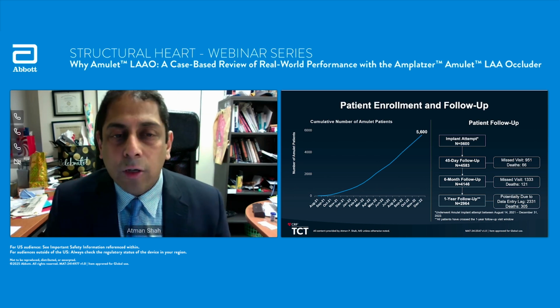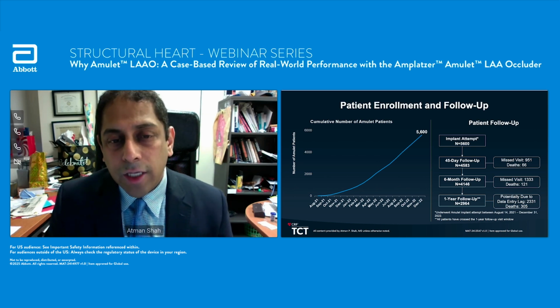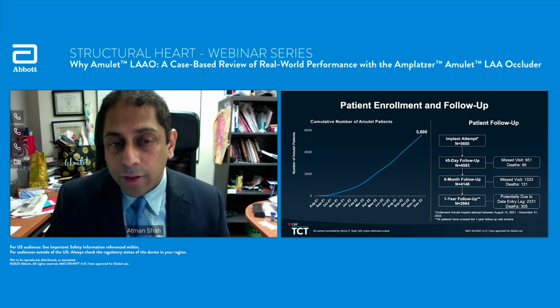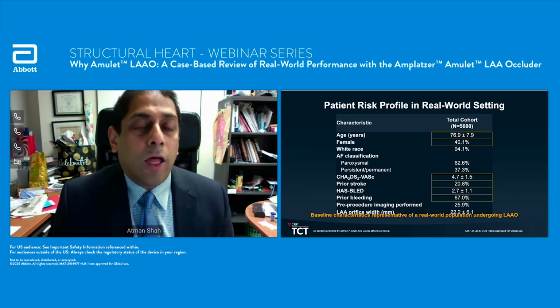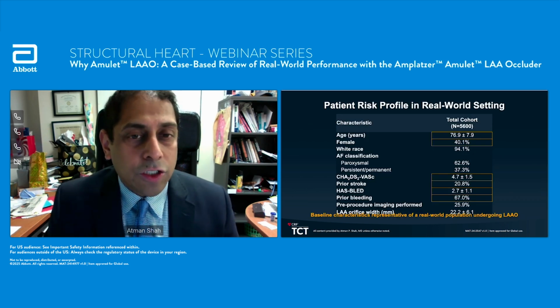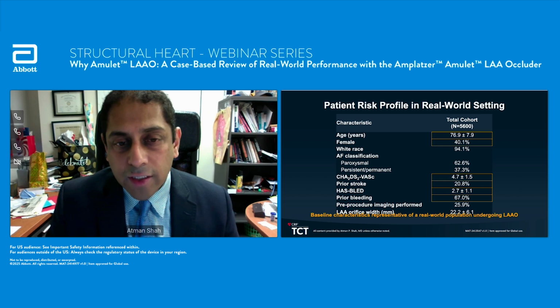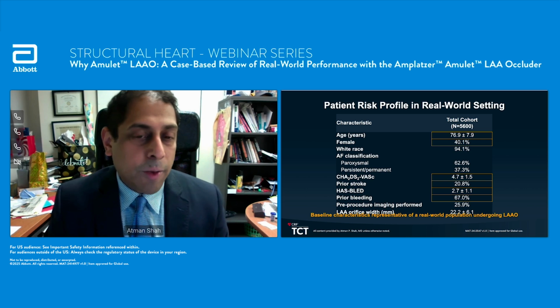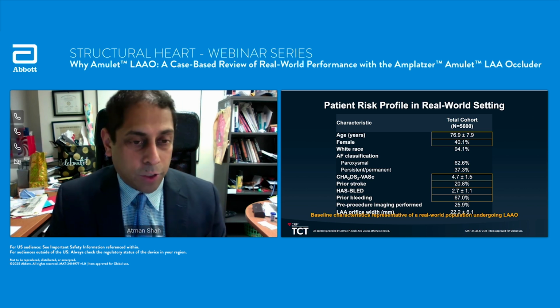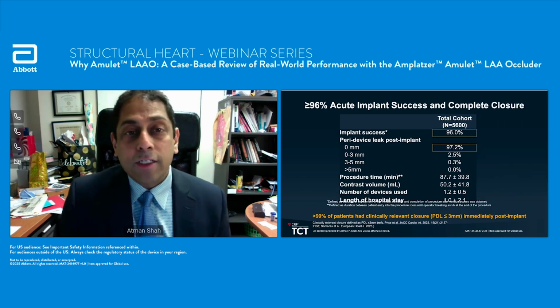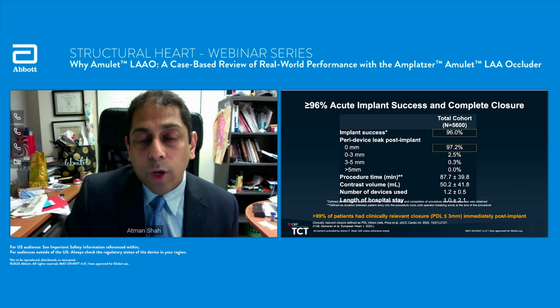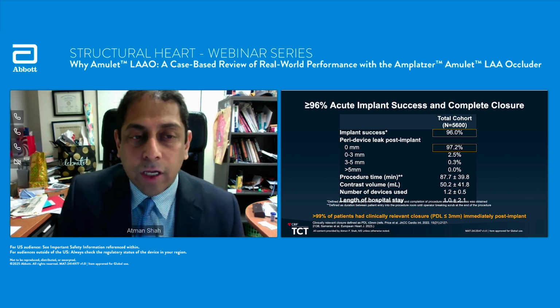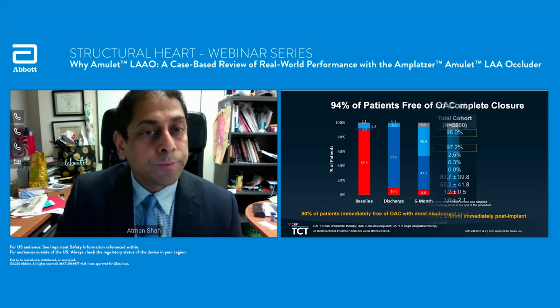Overall, about 5,600 patients had an implant attempt. At the 1-year follow-up, there were 3,000 patients. Age was about 77 years of age. 40% were women. The CHA2DS2-VASc score was 4.7. 20% had a prior stroke. 2.7 was the HAS-BLED score on average, and about 2/3 of patients had prior significant bleeding. Implant success was 96%, with 97% of patients having zero leak post-implant.